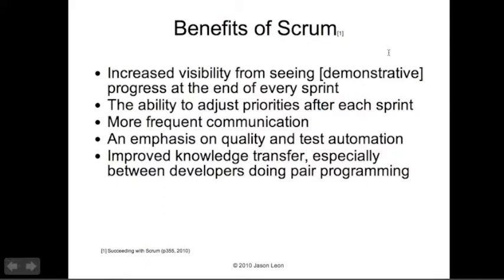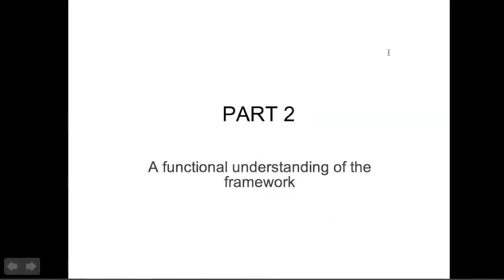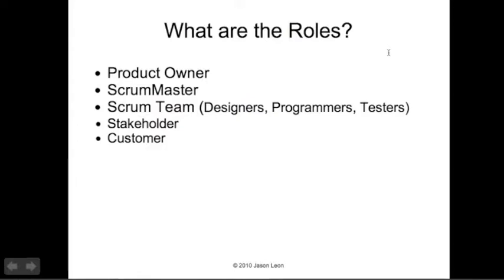So I guess we should probably get into the details of what the framework is now. Let's start with the roles. So here is a picture of the roles. You've got your product owner, your Scrum Master, your team, your stakeholders, and your customers. It's that simple. Those are the categories.